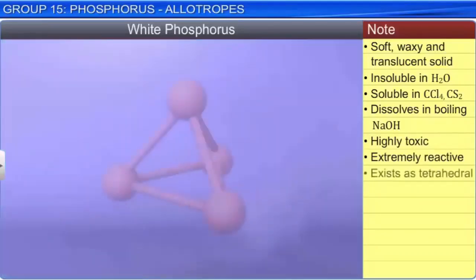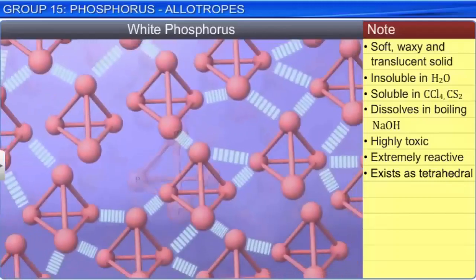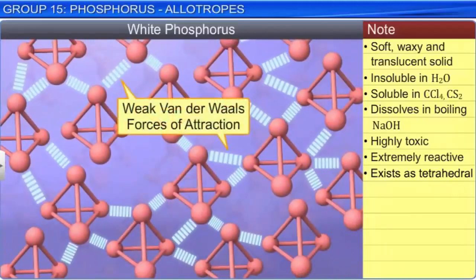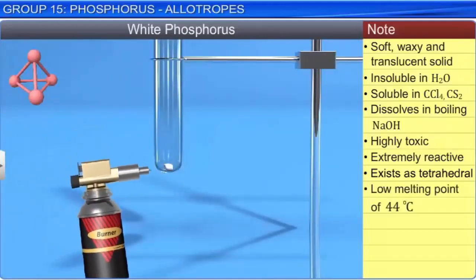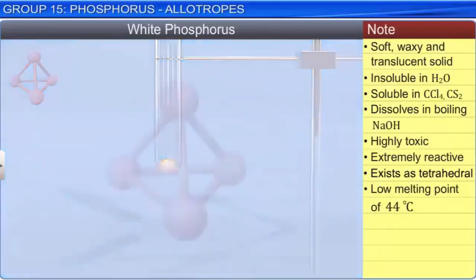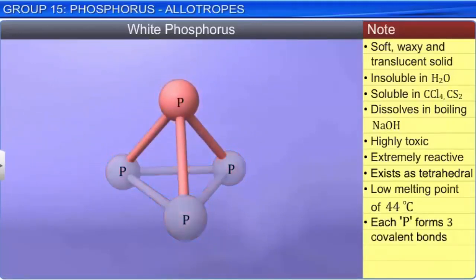It exists as tetrahedral P4 molecules. These molecules are held together by weak van der Waals forces of attraction. Hence, it has a very low melting point of 44 degrees Celsius. As you can see from the structure, each phosphorus atom is covalently bonded to 3 other atoms of phosphorus.